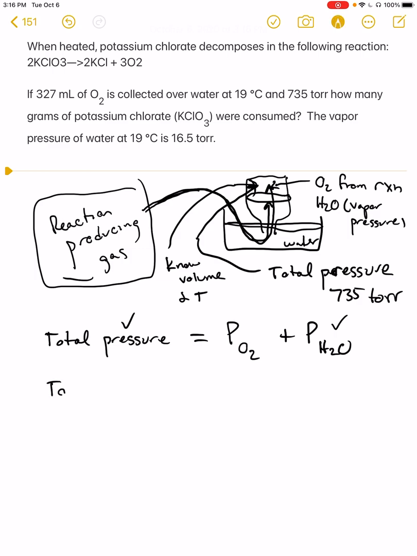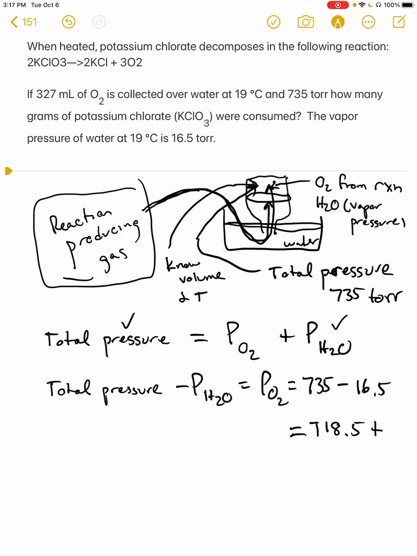The total pressure minus the vapor pressure of the water will equal the partial pressure of my oxygen. That is going to be 735 minus 16.5, which will then equal 718.5 torr. Okay, so that is going to be the pressure of the oxygen.